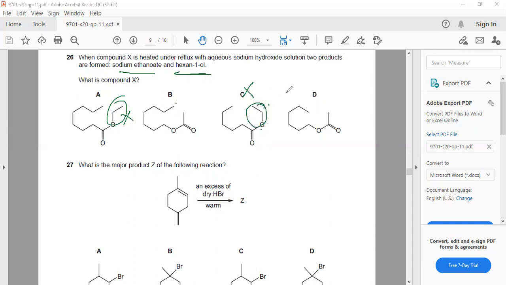Now B or D, one is correct. Let's see how many carbons. 1, 2, 3, 4, 5, 6, 7. B is wrong. D is correct. Why? The bond will be broken from here. This is ethanoic acid and the alcohol part is 1, 2, 3, 4, 5, 6. Hexan-1-ol is formed, which is why D is the answer. Okay.